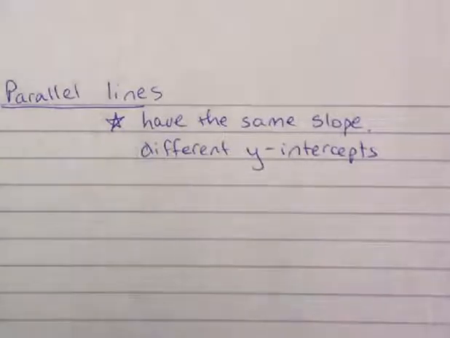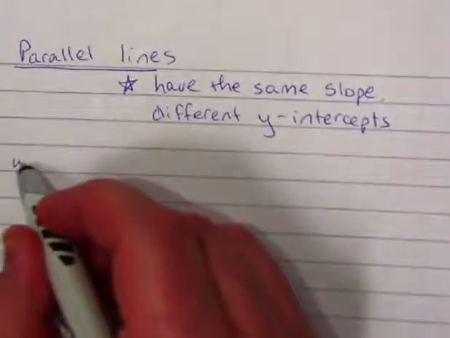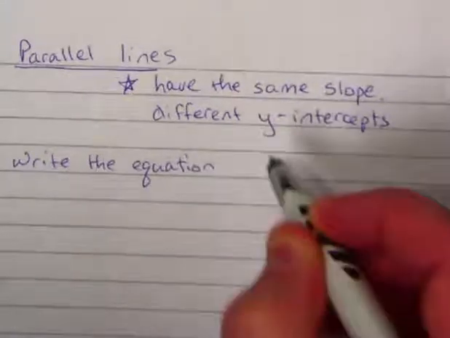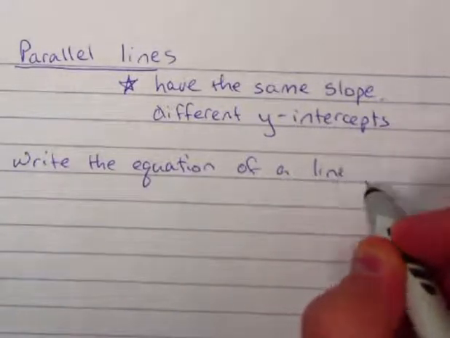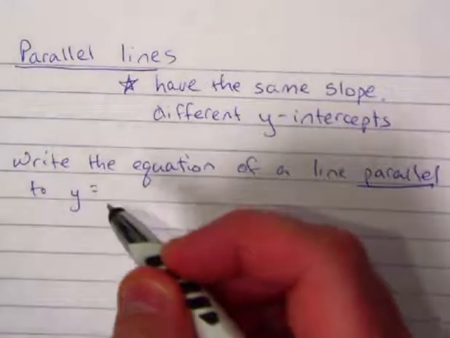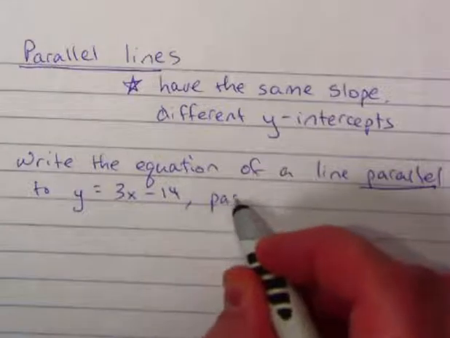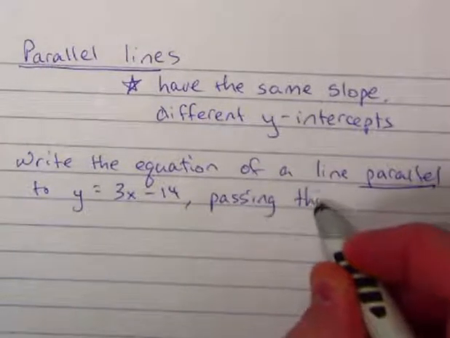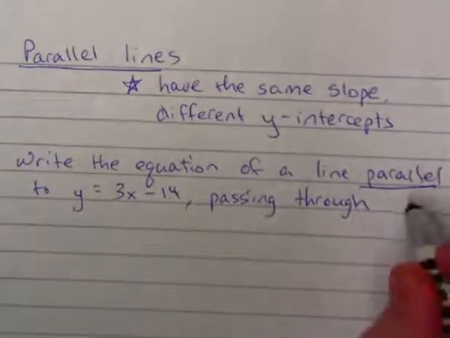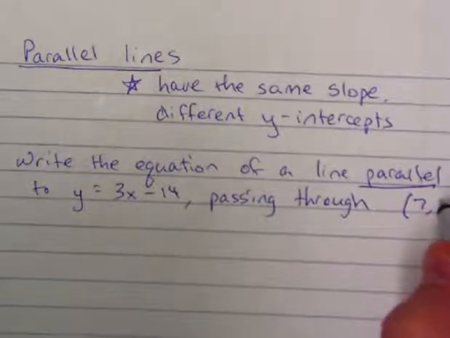So let's say that we want the equation of a line parallel. We're going to write the equation of a line parallel to y equals 3x minus 14, passing through the point, let's see, 7, 22.